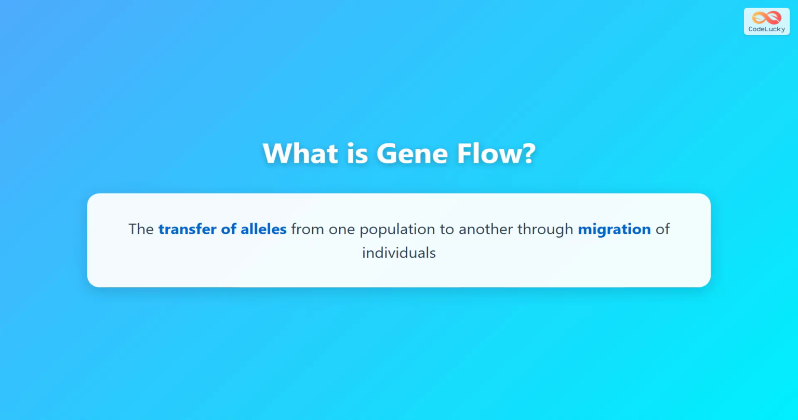Gene flow is the transfer of alleles from one population to another through the migration of individuals. When organisms move from one group to another and reproduce, they bring their genetic material with them. This process introduces new alleles into the receiving population. Alleles are different versions of genes that determine traits like eye color, height, or disease resistance. Migration is the key driver of gene flow, whether it's animals traveling to new territories or plant seeds being carried by wind.